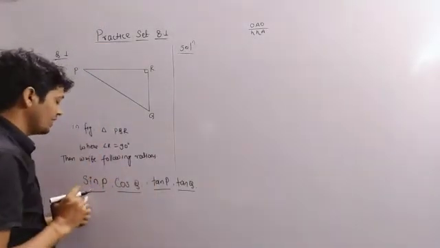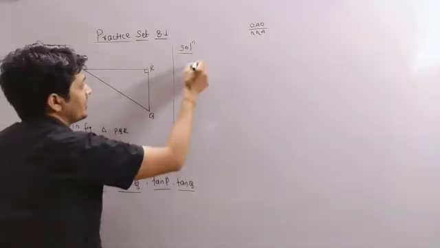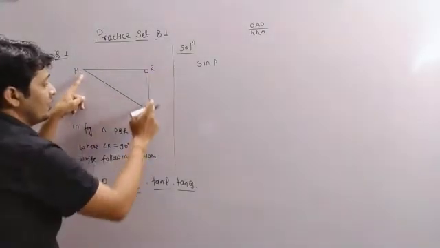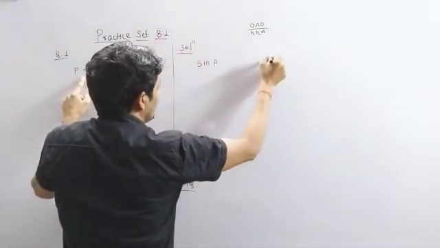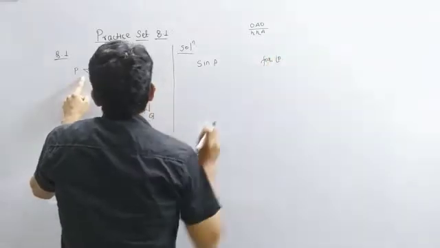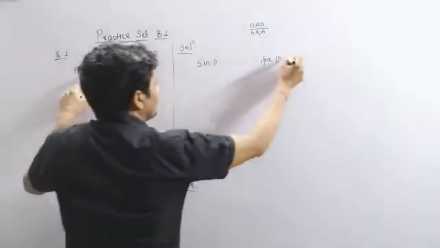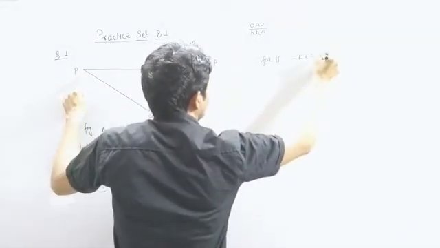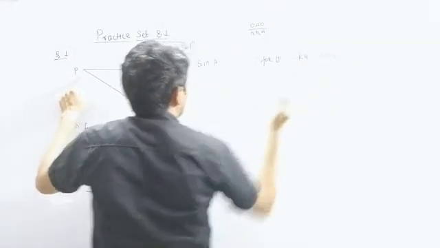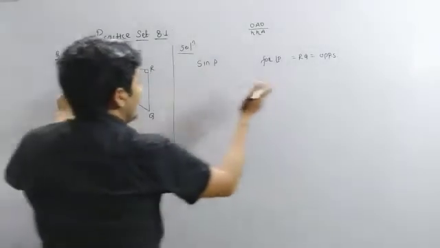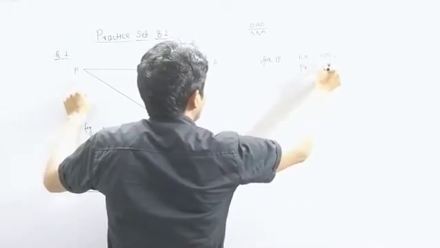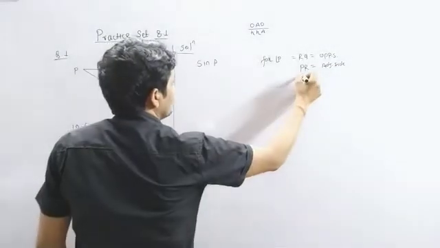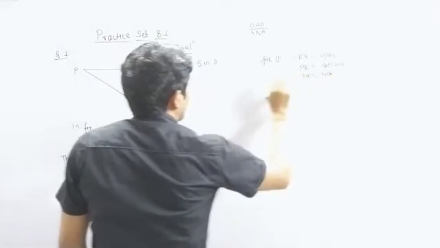So solution. We are deriving the formula for ratio sin P. With respect to angle P, RQ is the opposite side, PR is the adjacent side, and PQ is the hypotenuse.